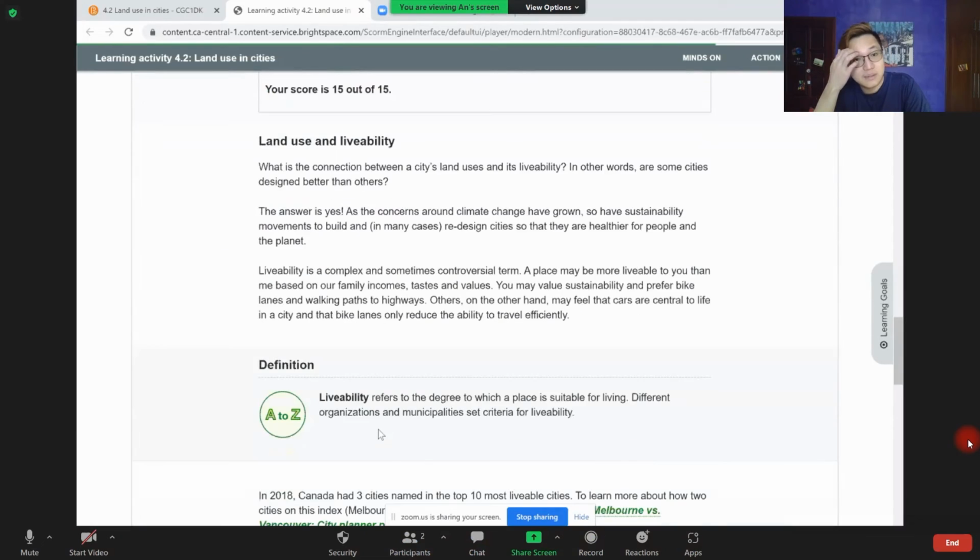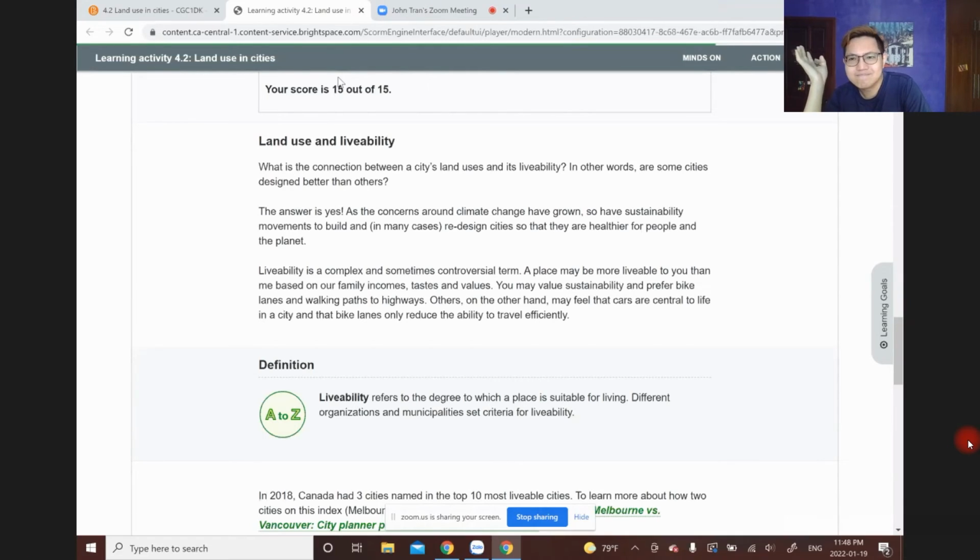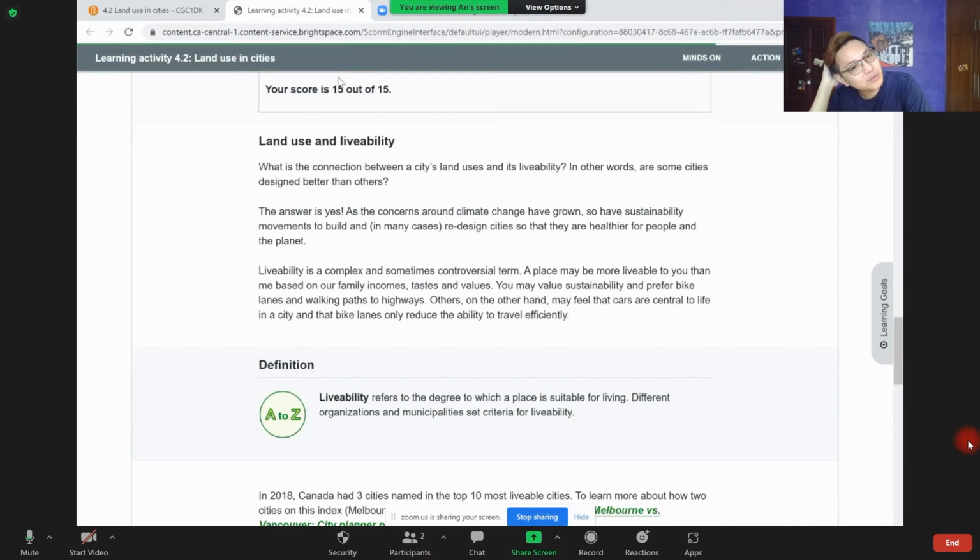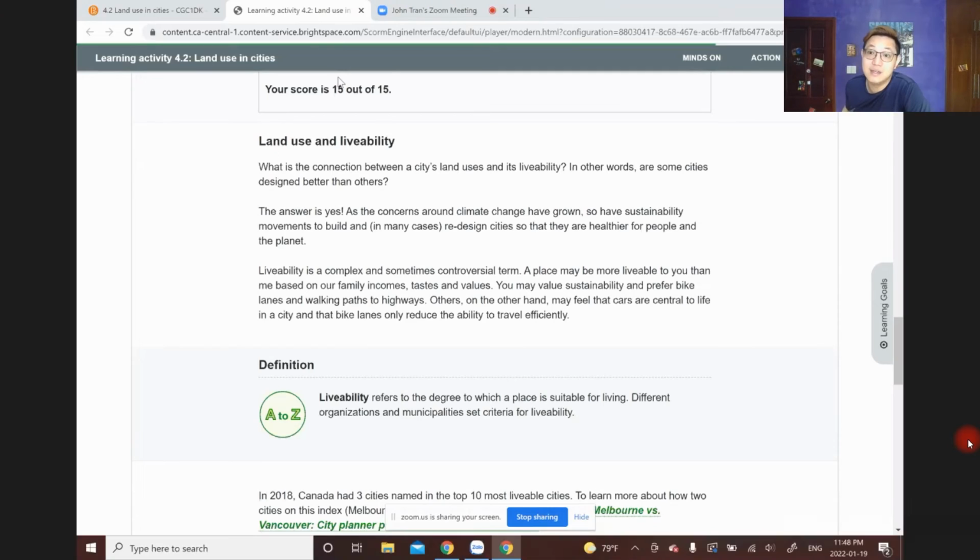Land use and livability. The ability to live there. Some lands are basically not meant for people to live there. They are for other purposes. So we have land use and livability. Some places are just too polluted to live in, so their livability is actually quite low.